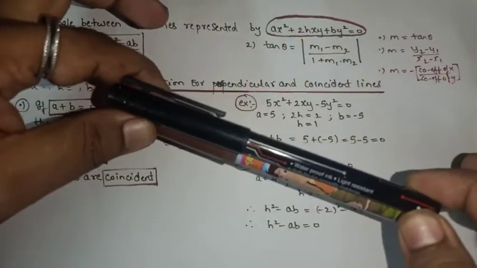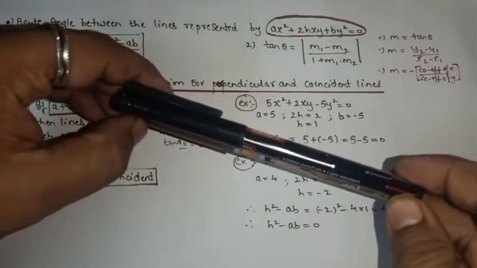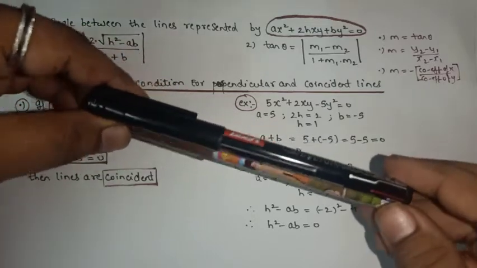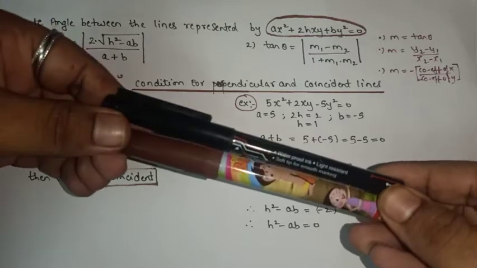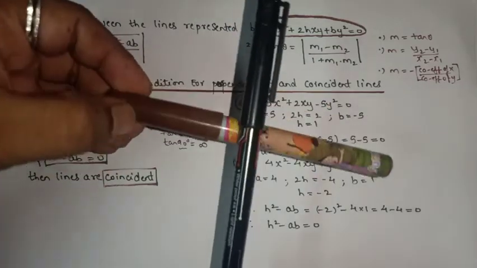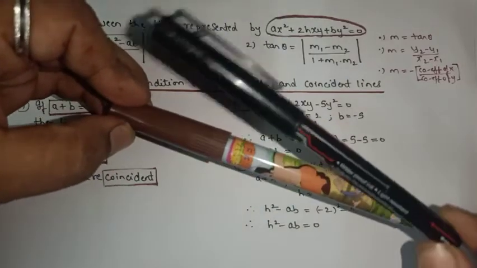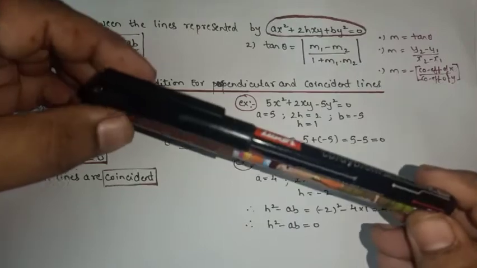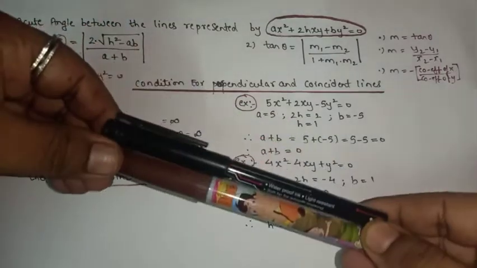So when they never intersect each other, can I say the lines which do not intersect each other are the parallel lines? When the lines intersect each other, they are the intersecting lines. The lines which lie on top of each other are the coincident lines. So these are the coincident lines.